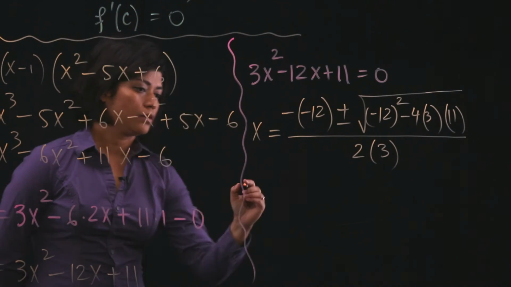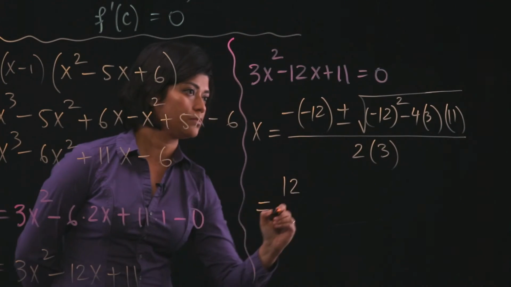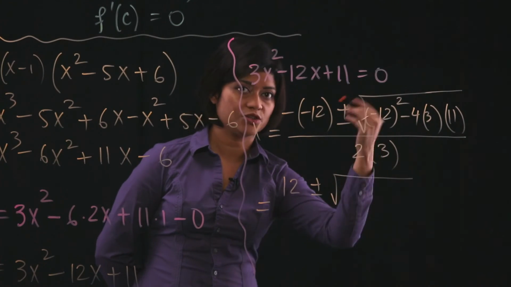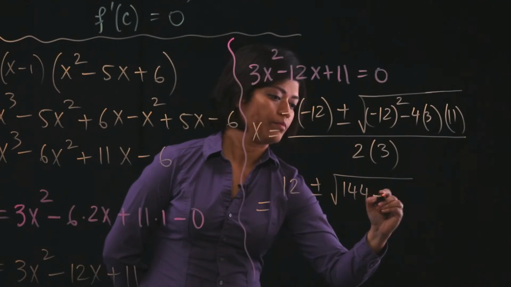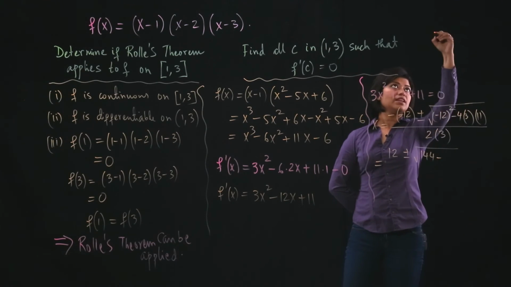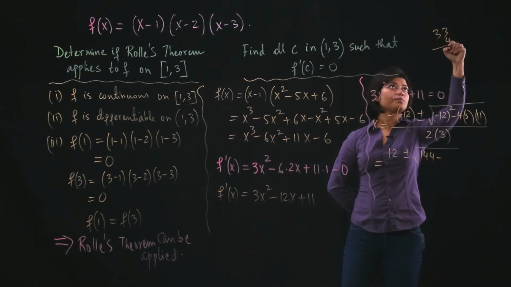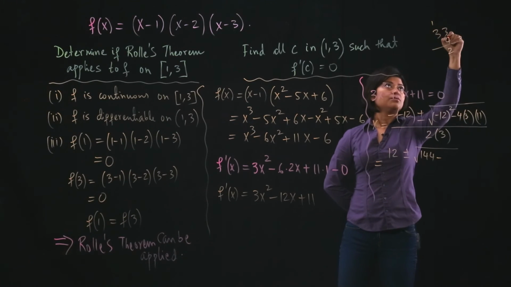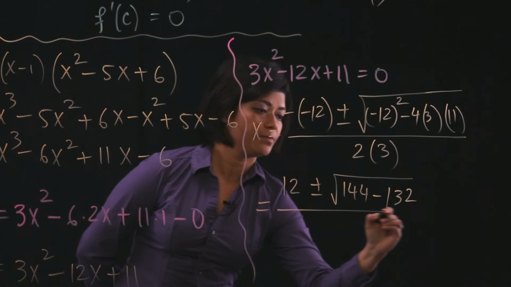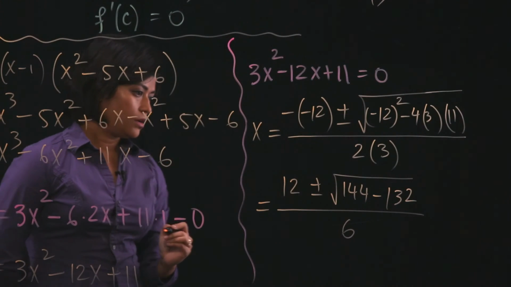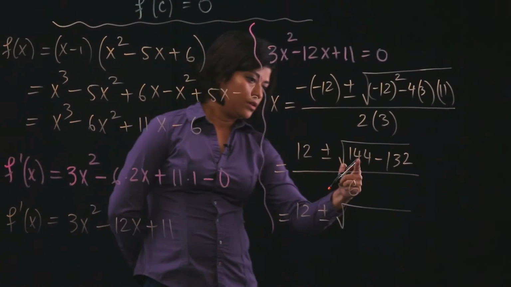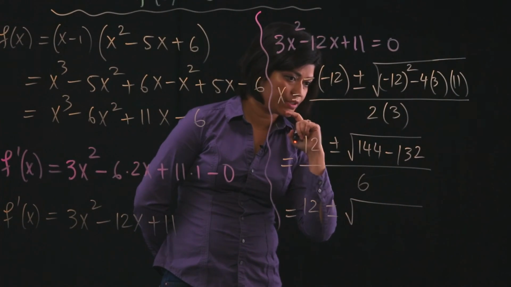So it's negative b plus or minus the square root of b squared minus 4ac, over 2a. That's the quadratic formula. Simplifying, we get 12 plus or minus the square root of negative 12 squared, which is just positive 144, minus 4 times 3 times 11. 3 times 11 is 33, multiplied by 4 is 132, and divided by 6. Inside the square root we have a positive quantity, which is good.